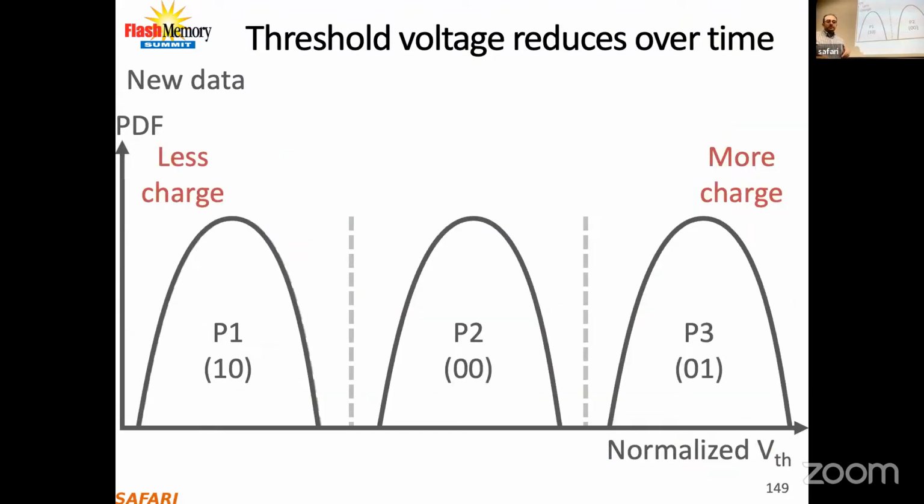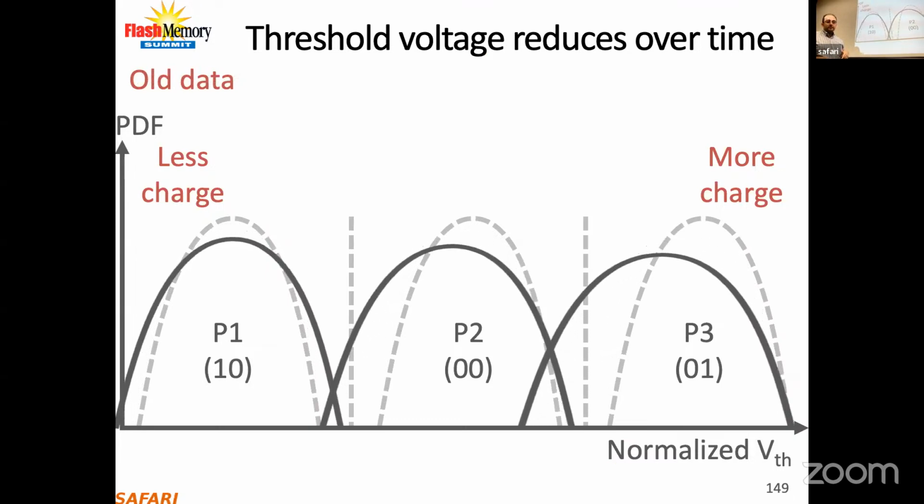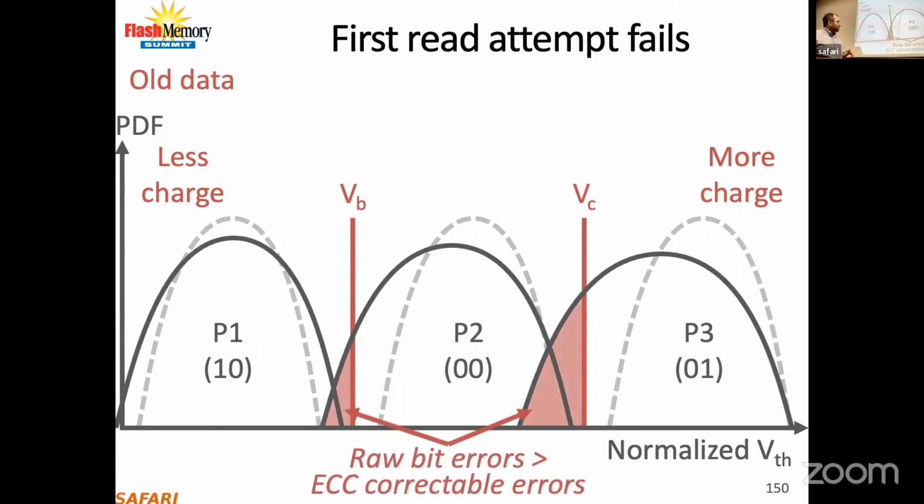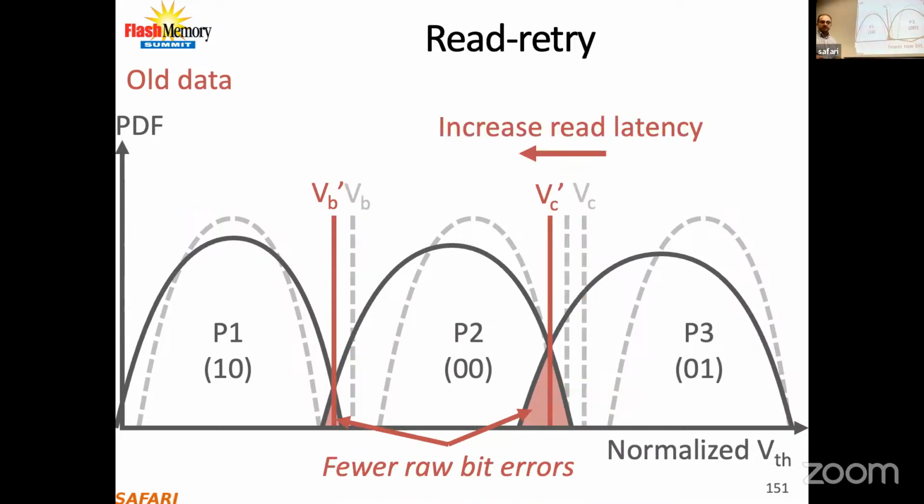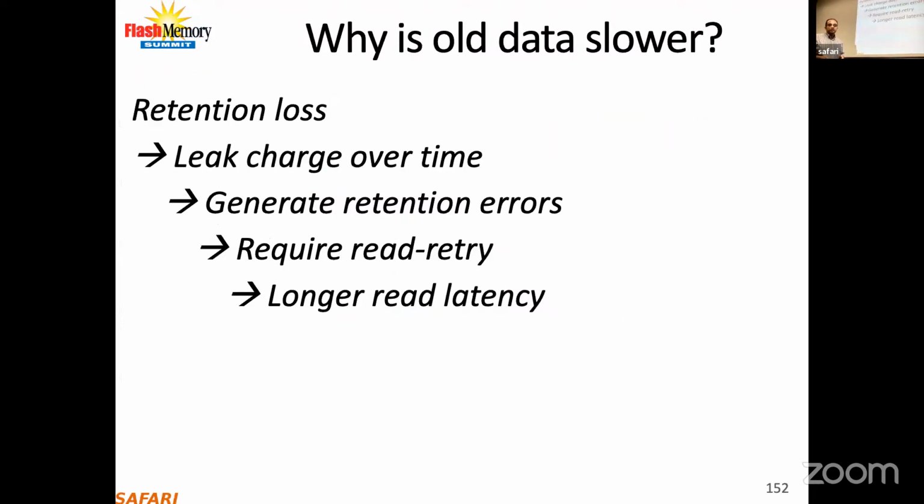So we know that threshold voltage reduces over time, and the distribution is widening. We have raw bit errors, and we need ECC. At some point, raw bit errors are greater than the ECC correctable errors, by which time normally your device is dead. But our goal is to find the reason for them and fix it, such that you can still use your device and increase its lifetime. We also see increased read latency as a result of read retry. I already talked about the read retry process, right?